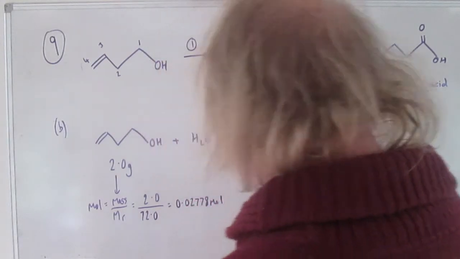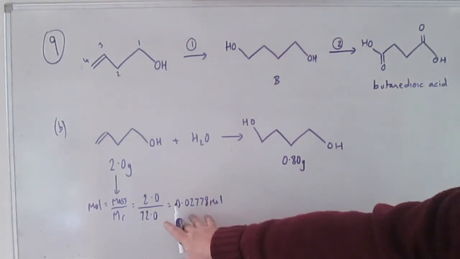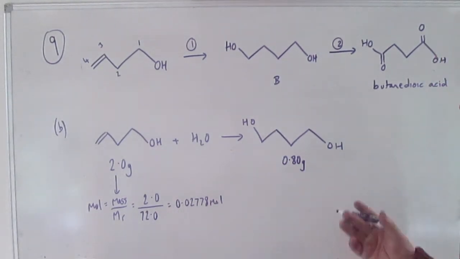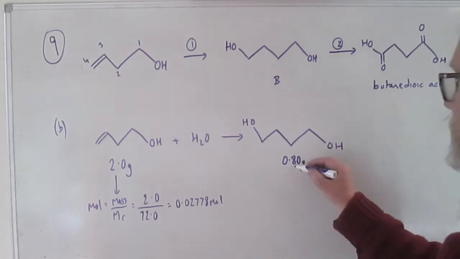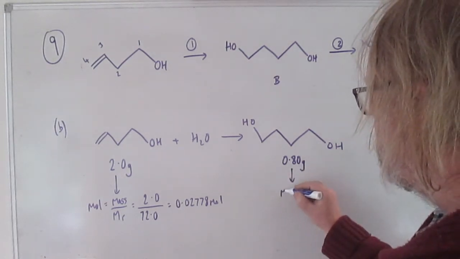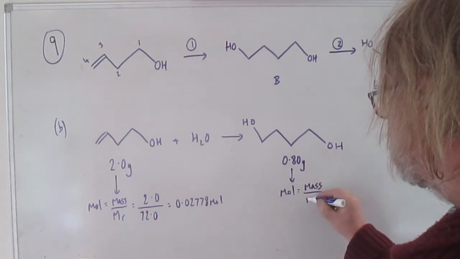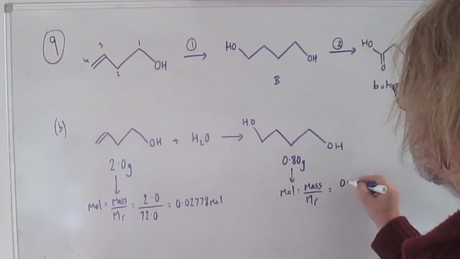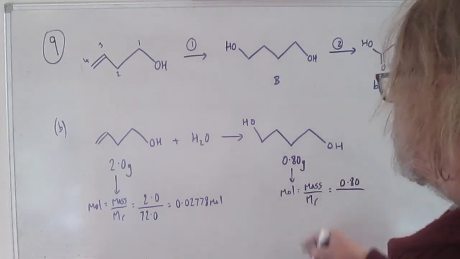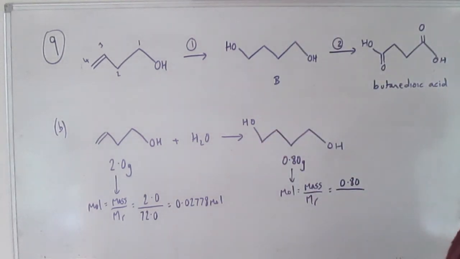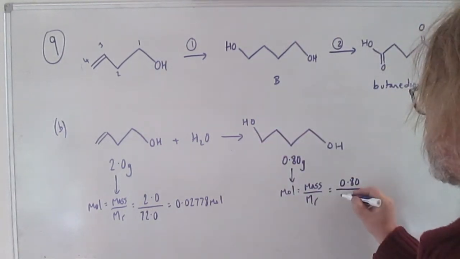So that's what he had to start with. So he would have been hoping to get a number close to that for his moles of product. But we can work out what he actually got. Moles is mass over Mr again, which is 0.80. And the Mr of this is obviously different because it's a different compound. This one adds up to 90.0.